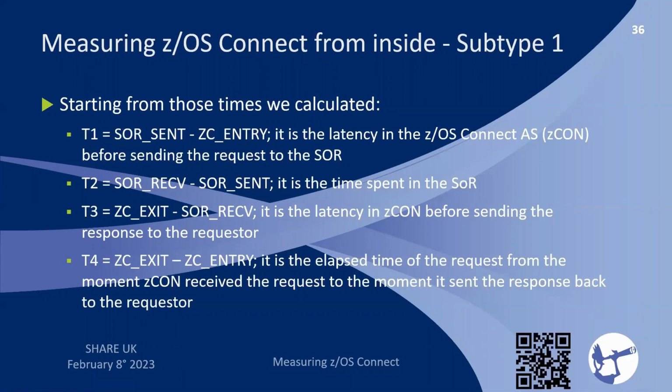Okay, so in this example, we calculated 4 times: T1, T2, T3, T4. The first one is the latency before sending the request to the SOR, then the time spent in the SOR, then the latency in zConnect before sending the response to the requester, and finally the elapsed time of the request from the moment when it was received to the moment when it was sent back. Again, these may be useful if there are issues or to understand if everything is working as expected.